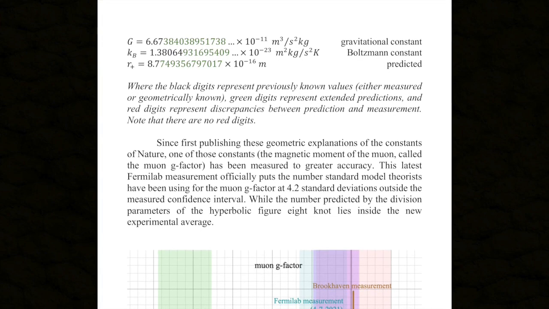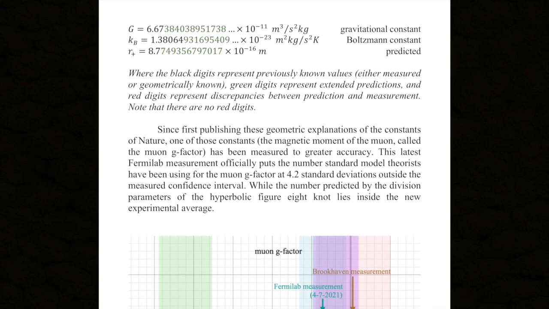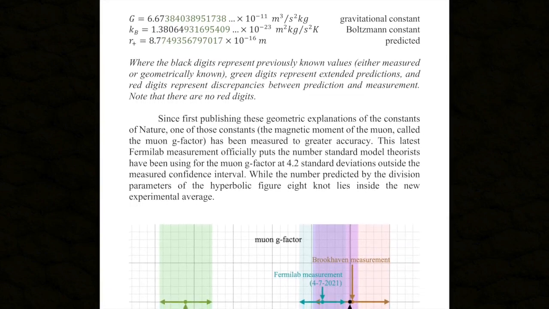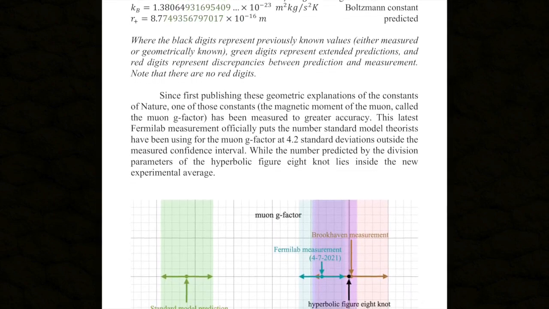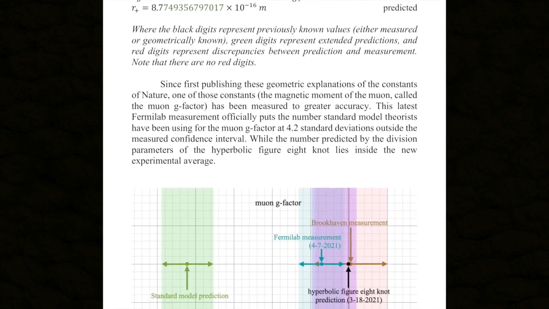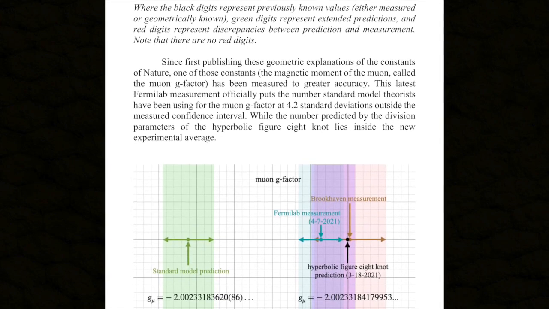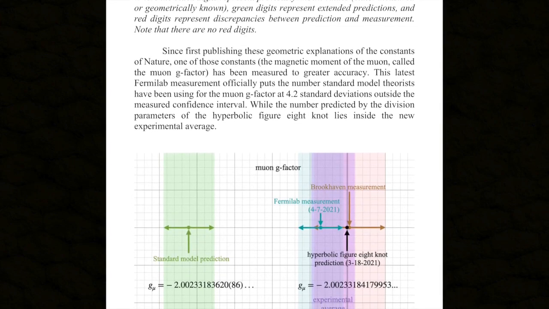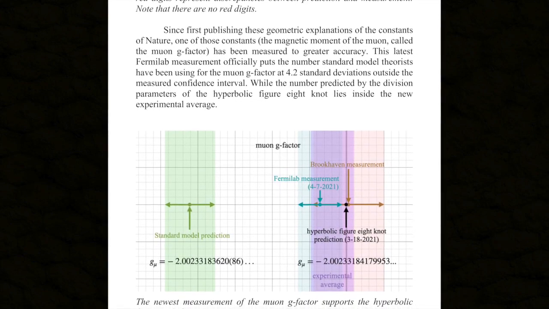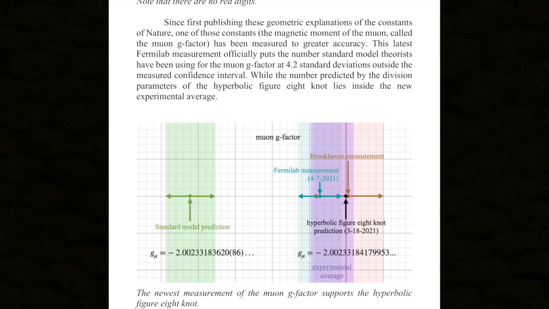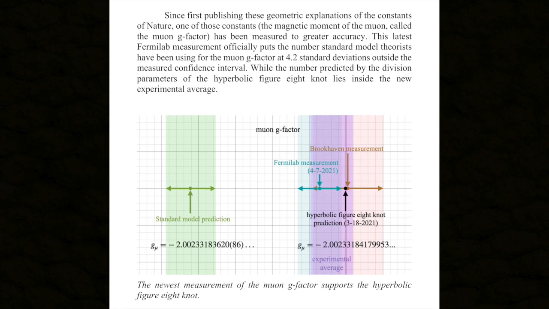Since first publishing these geometric explanations of the constants in nature, one of those constants, the magnetic moment of the muon, called the muon G factor, has been measured to greater accuracy. This latest Fermilab measurement officially puts the number standard model theorists have been using for the muon G factor at 4.2 standard deviations outside the measured confidence interval, while the number predicted by the division parameters of the hyperbolic figure-8 knot lies inside the new experimental average.